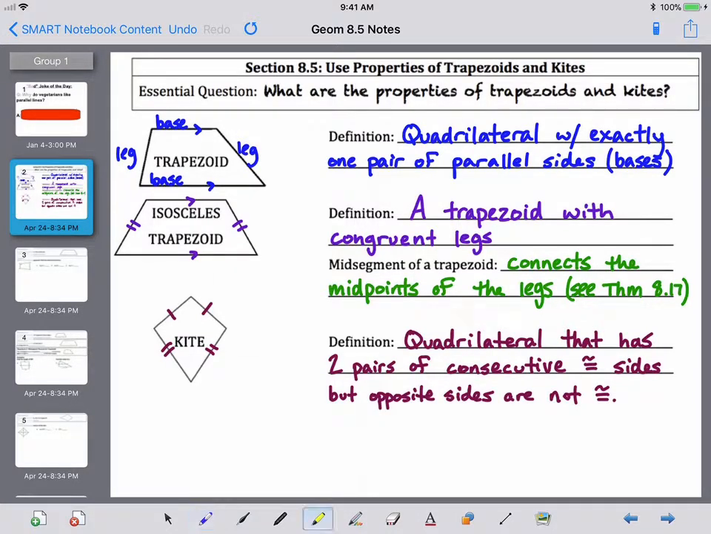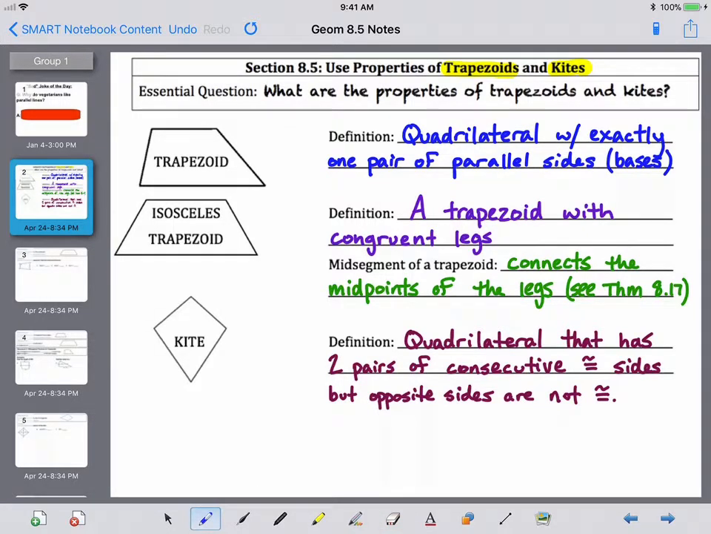So today we're going to talk about two new types of quadrilaterals called trapezoids and kites. And we're going to learn some properties about those. So the first type of quadrilateral that we are going to learn about here is called a trapezoid.